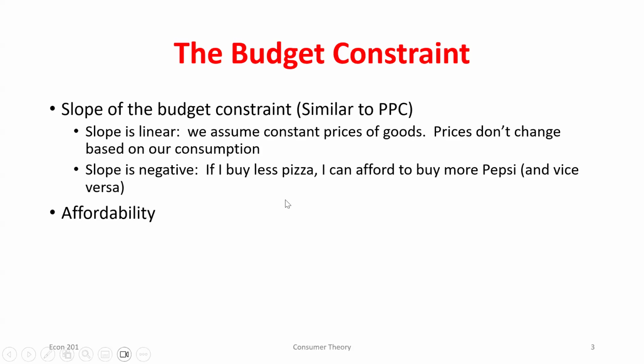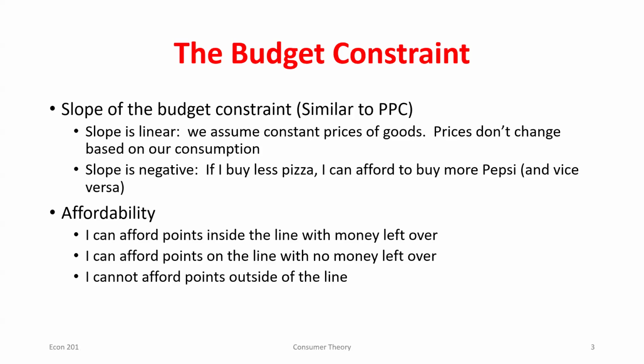So I think I had here two different examples, right? Pizza and Pepsi if I'm going out to eat. If I want to buy that first drink, I'm going to have to give up some pizza that I'm buying in order to afford it. Okay. So if we think about when we're looking at this budget line, it's going to be very similar to the production possibilities curve.